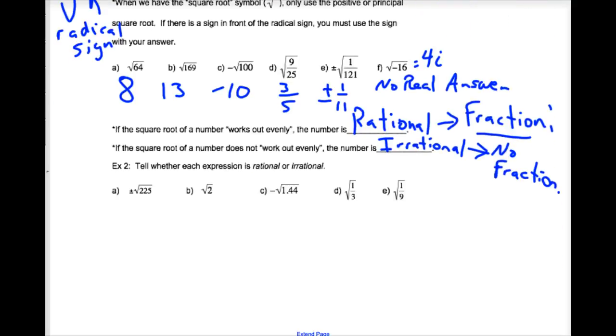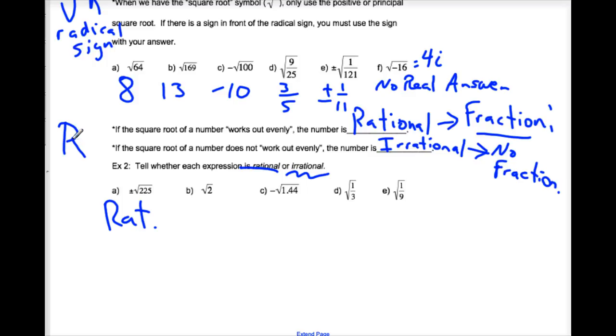All right, so tell whether each expression is rational or irrational. Plus or minus the square root of 225. Does it work out evenly? So what kind of number is it? Plus or minus 15. But I don't want to know the number. I just want to know, is it rational? You can abbreviate it rat, guys. Don't write just R, because that's the symbol for real numbers, Nico.